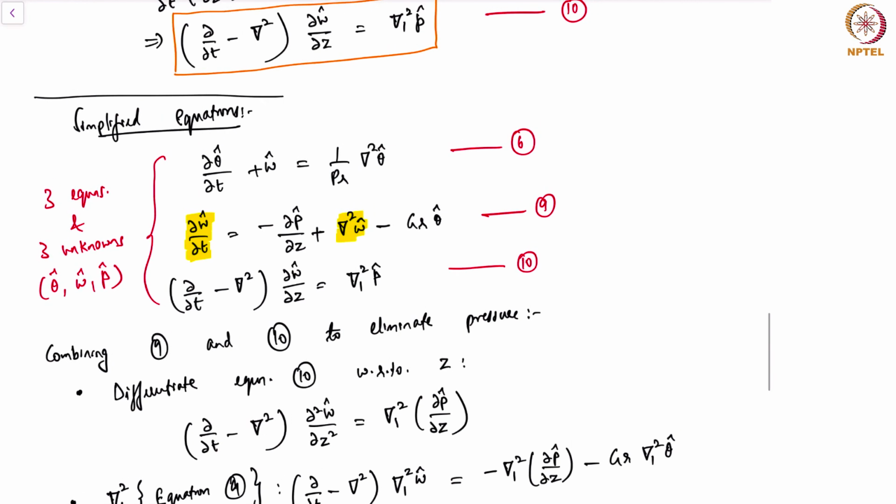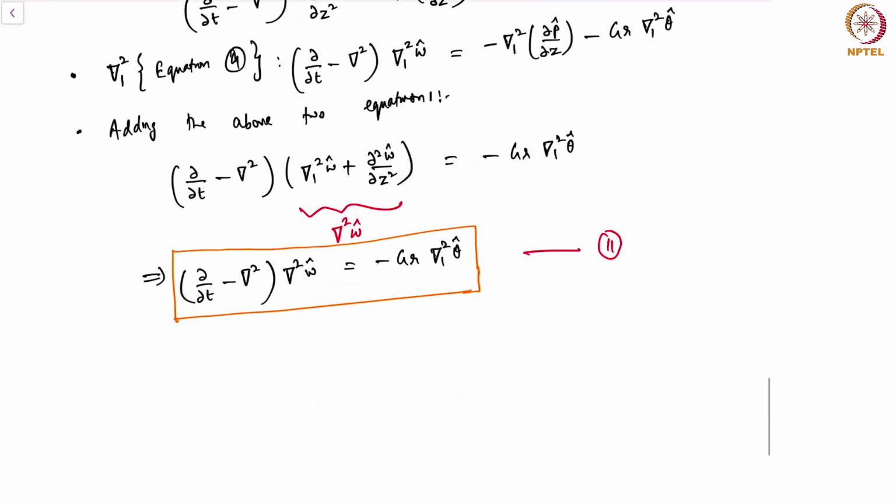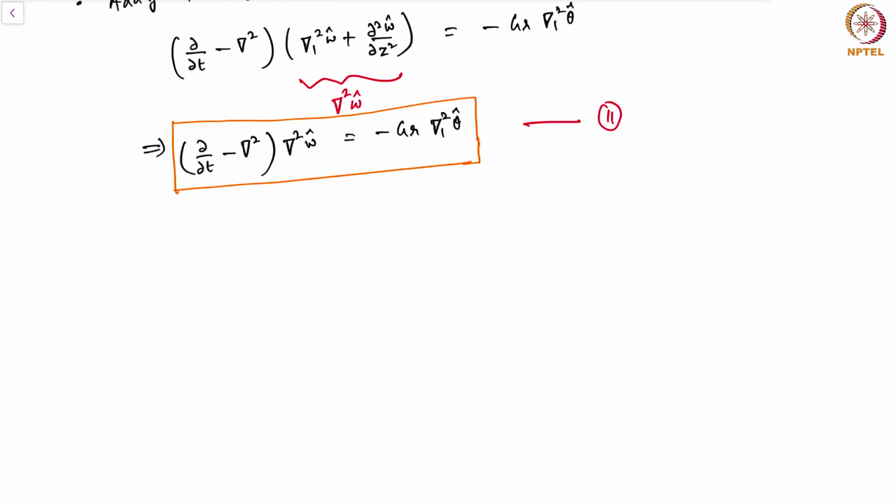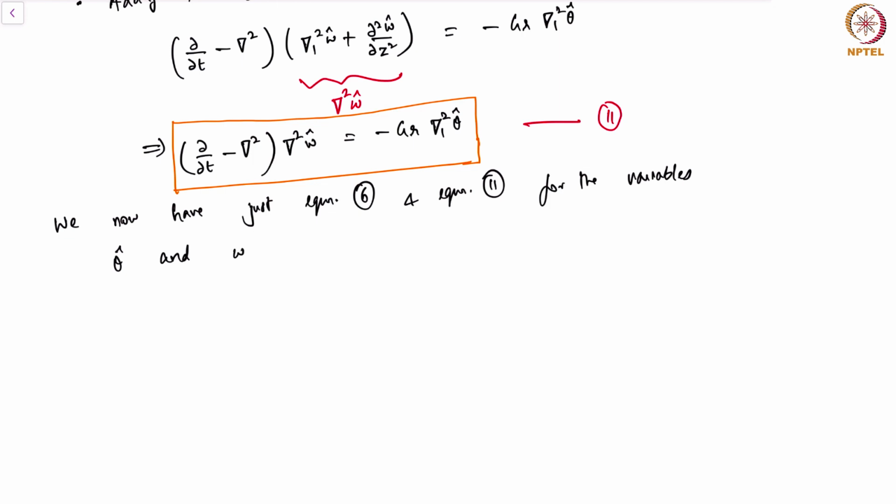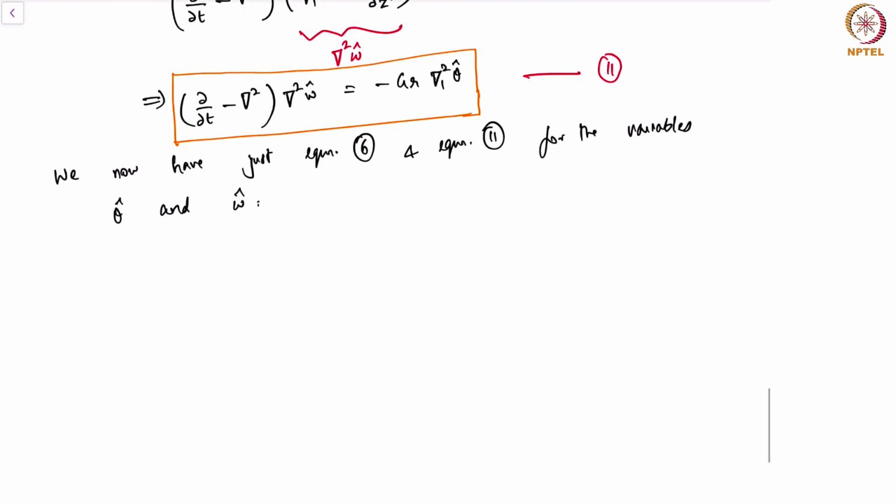So now basically we have only two equations. We have equation 6, which is the linearized temperature equation, and we have equation 11. Clearly these two equations are coupled now for only two variables, theta hat and w hat. So we now have just equation 6 and equation 11 for the variables theta hat and w hat.